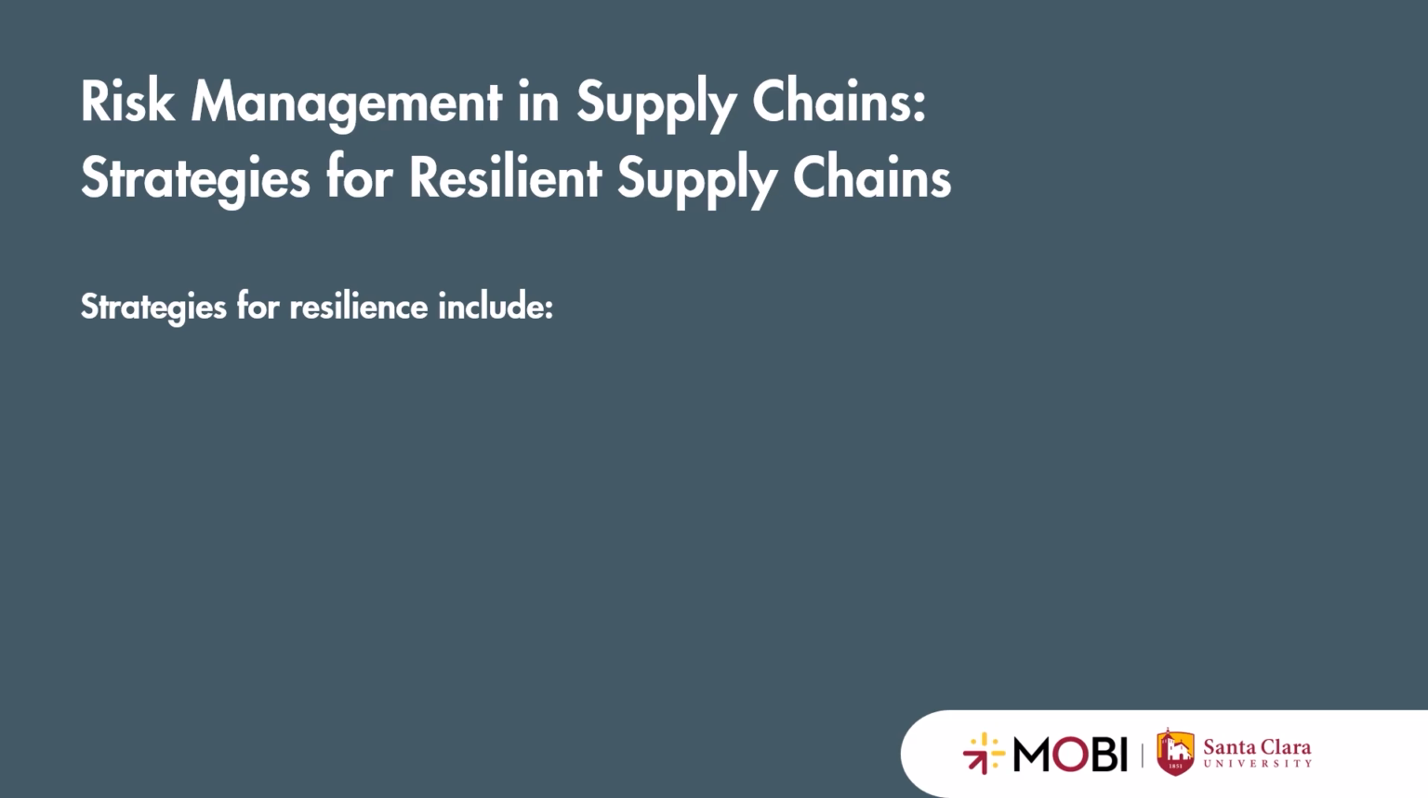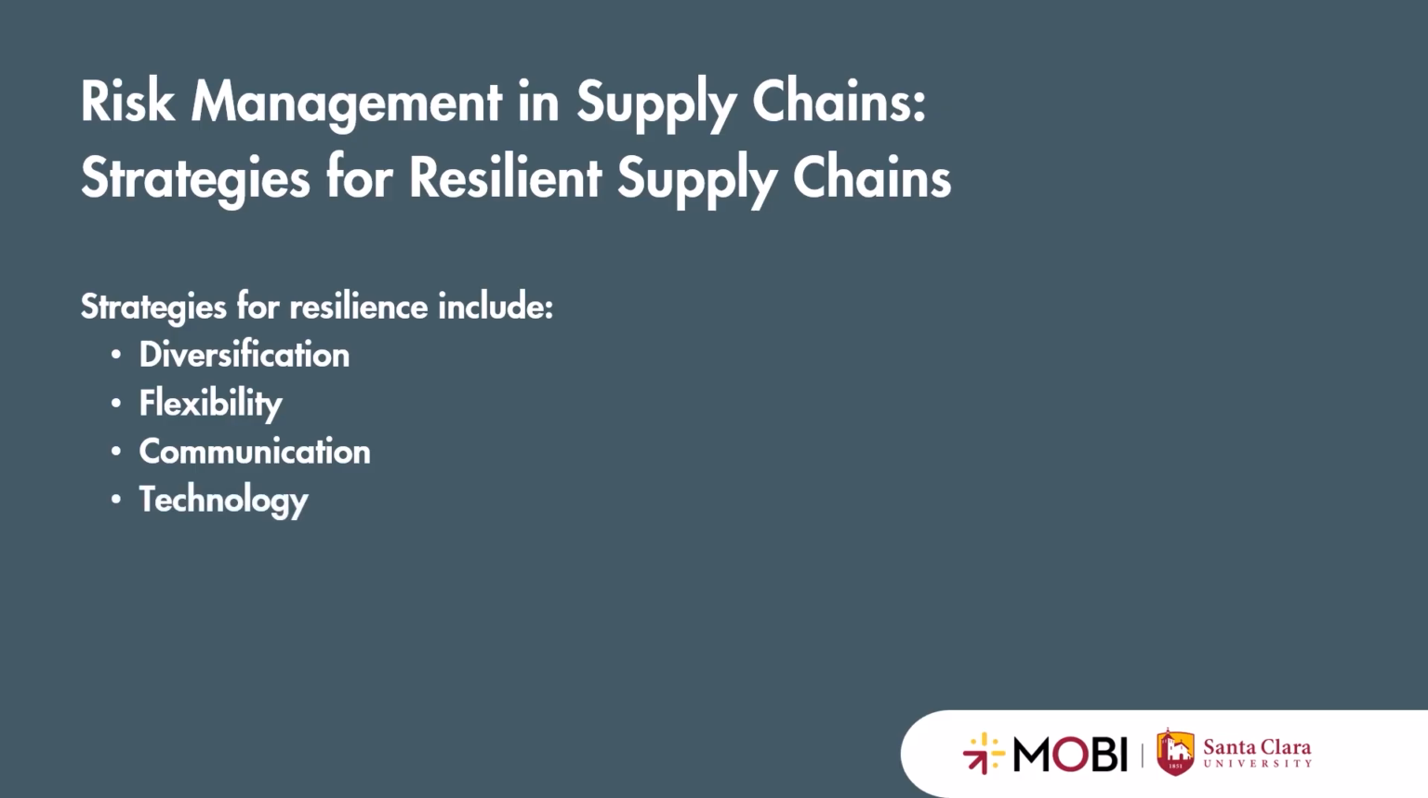Strategies for resilience include diversification. Use multiple suppliers and transport routes to reduce dependency on any single source. Flexibility. Implement flexible contracts and production systems that can quickly adapt to changes. Communication. Maintain open lines of communication with all parts of your supply chain to quickly address and resolve issues. Technology. Use technology to enhance visibility and coordination across the supply chain. By understanding and managing your supply chain effectively, you can ensure that your products reach your customers smoothly and effectively, even in the face of challenges and changes.